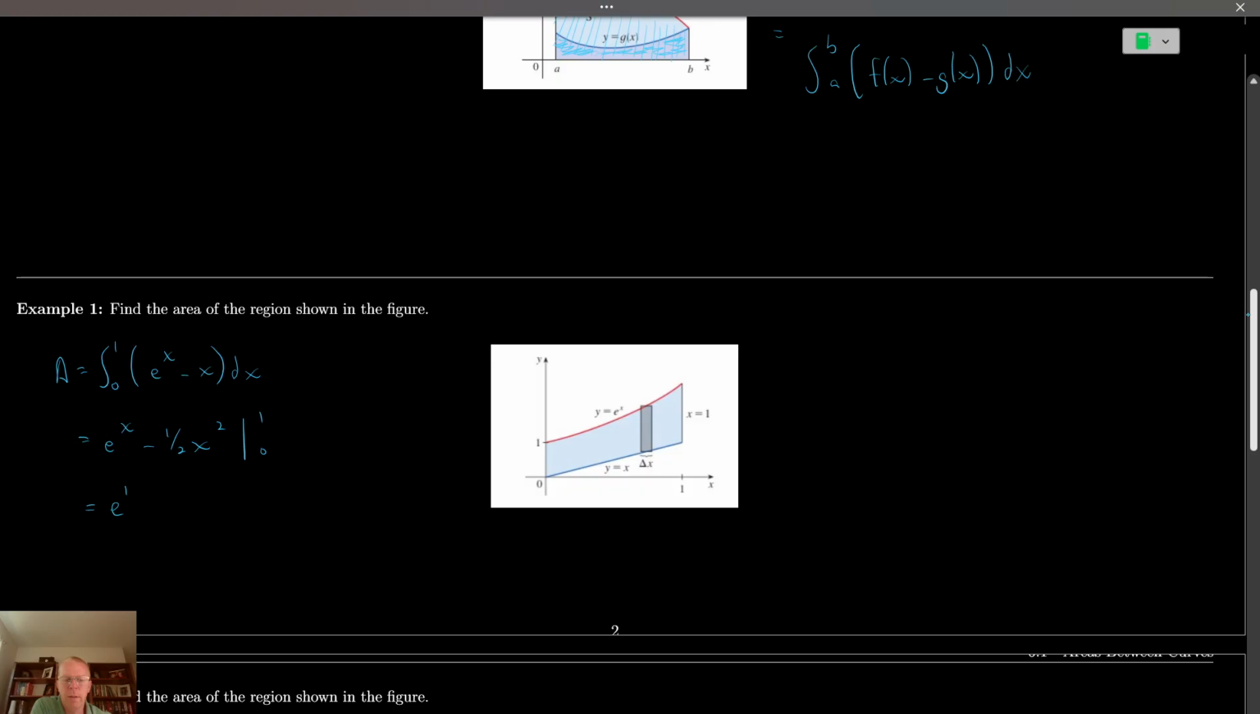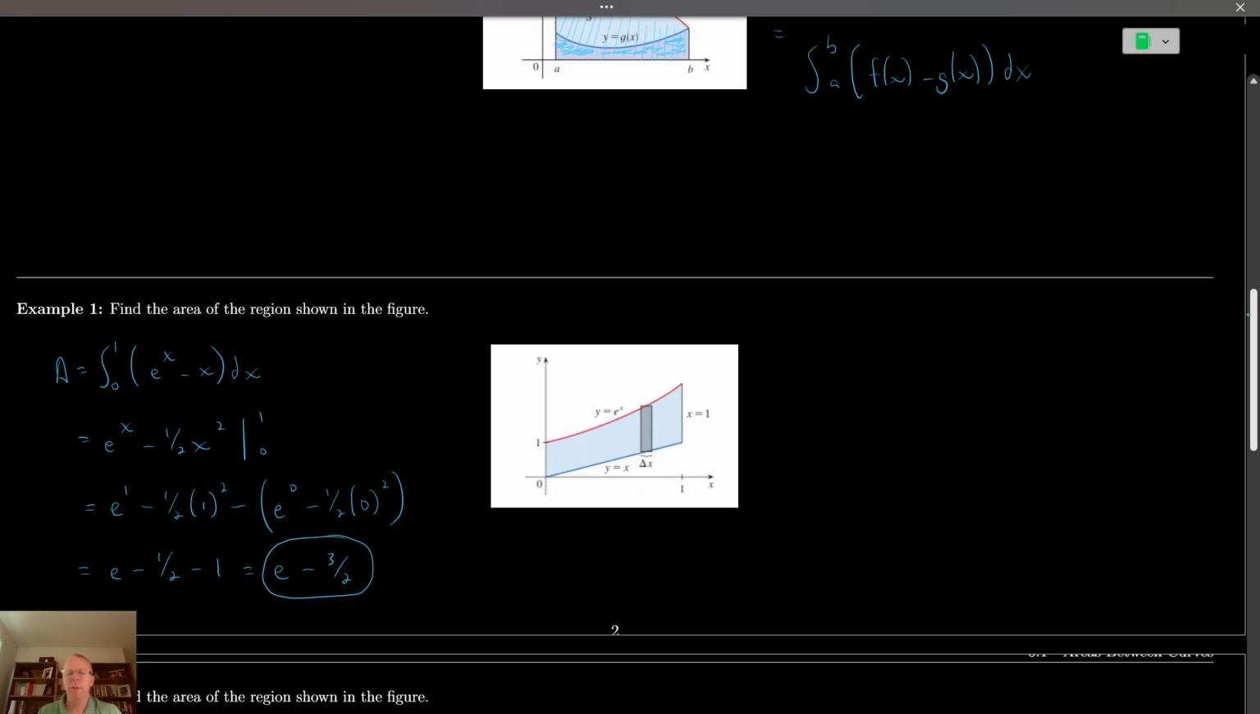All right, now we'll plug in our limits of integration. We have e to the first power minus 1/2 times 1 squared, and then minus the lower limit: e to the 0 minus 1/2 times 0 squared. So we get e minus 1/2, minus, e to the 0 is 1, and then this is of course 0. So we end up with e minus 3/2.